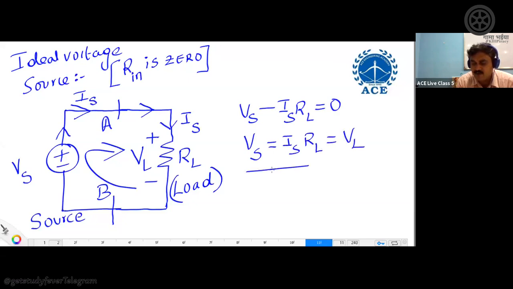That means what is the meaning? The entire voltage that is there on the source is delivered to the load. There is no wastage at all. So these types of sources are called ideal voltage sources. Their internal resistance is 0. Practically, there is no existence of an ideal voltage source. Only for the theory part we study this.